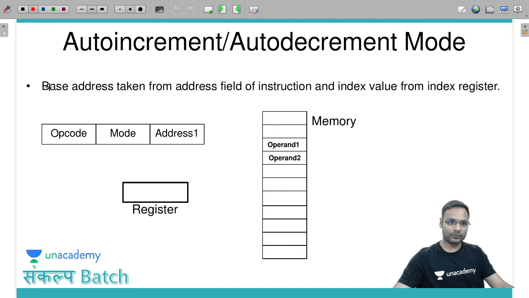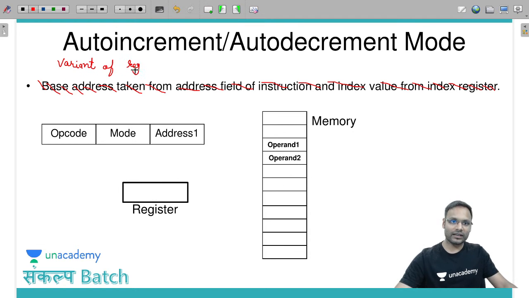This particular, oh, what have I written? This is a variant of register indirect mode. And this particular mode is used to access a table of contents sequentially.